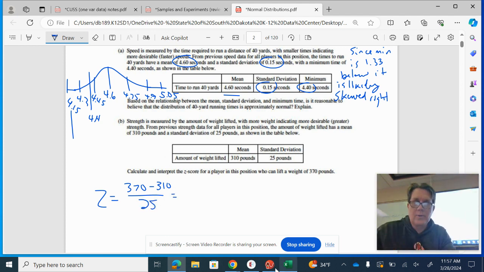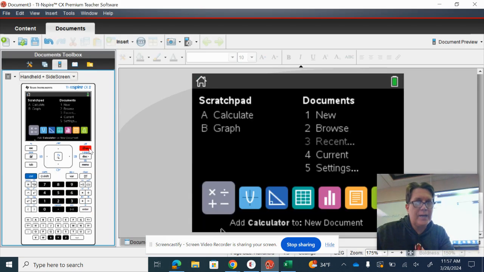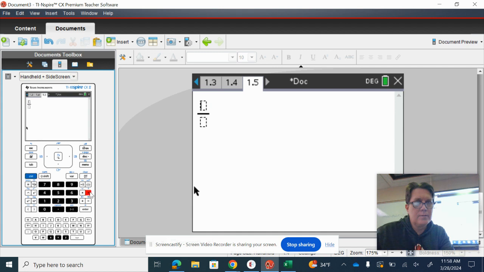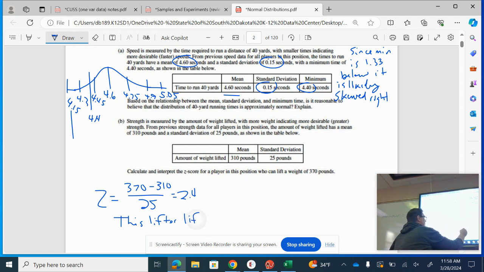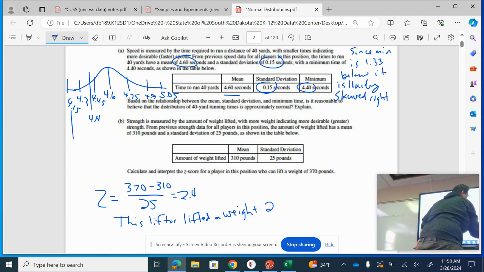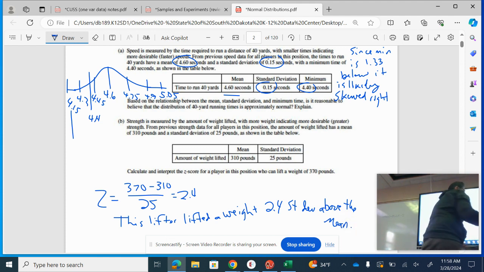So let's get that z-score in your calculator. I love the control divide feature on here. 370 minus 310 over 25. It's 2.4. This lifter lifted a weight 2.4 standard deviations above the mean. That's it. That's the interpretation.